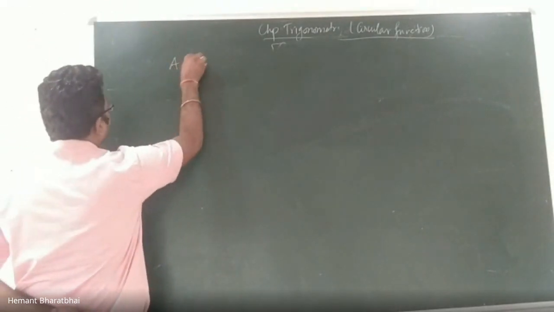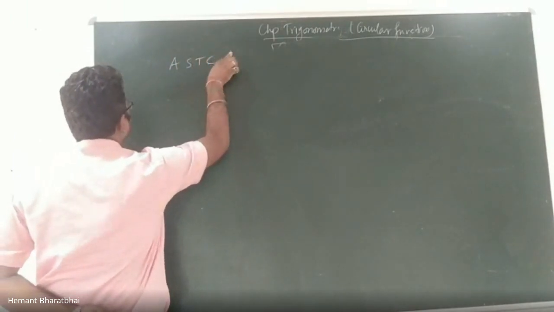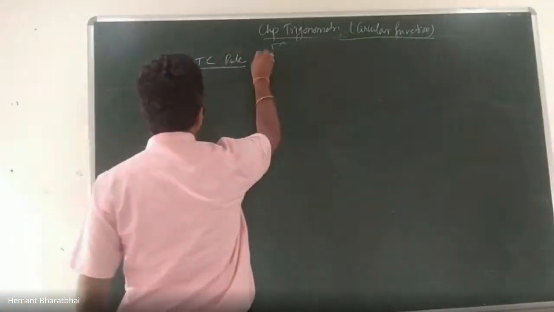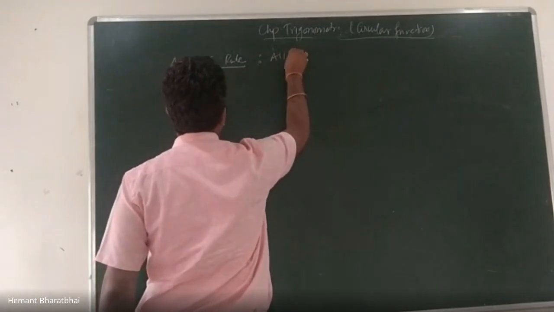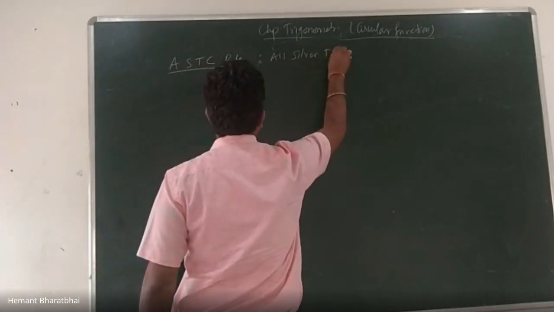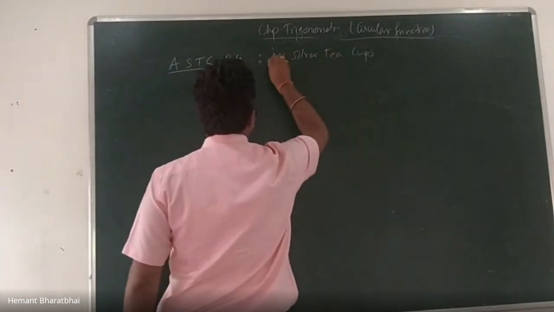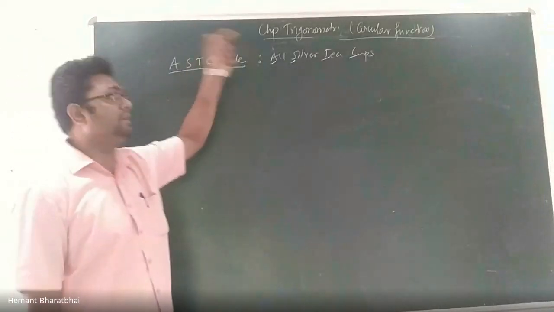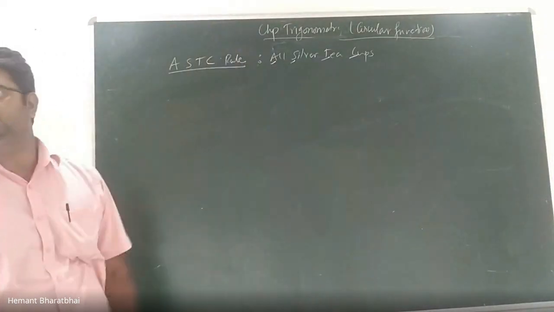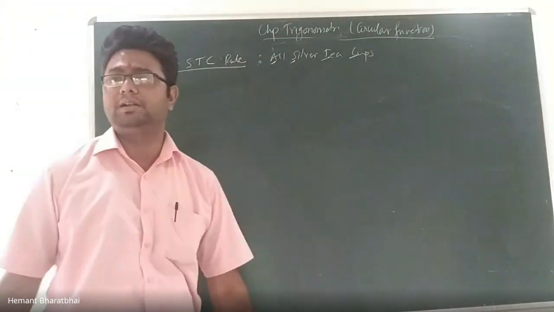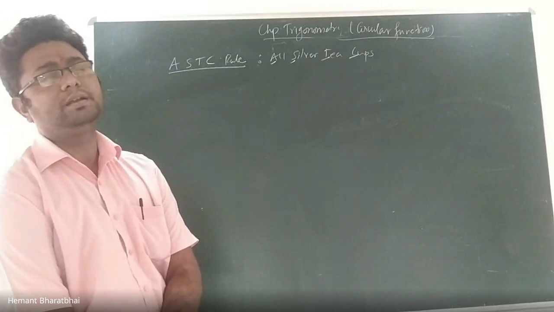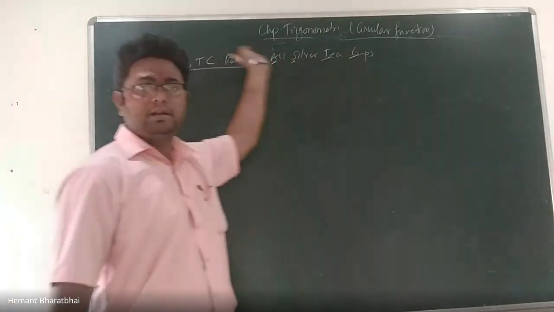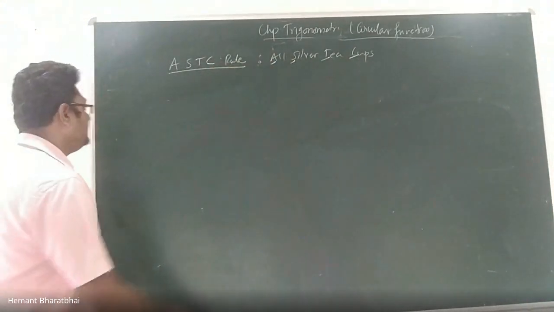So we are going to study one rule called the ASTC rule. If we don't remember it, we can remember a sentence: all silver teacups. From here I have taken A, S, T and C. So if you don't remember the order A, S, T, C, then it's better you remember the statement all silver teacups. Take the initial of all the words, and now you can remember A, S, T, C. Why?